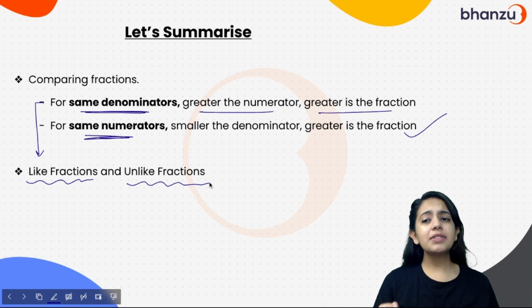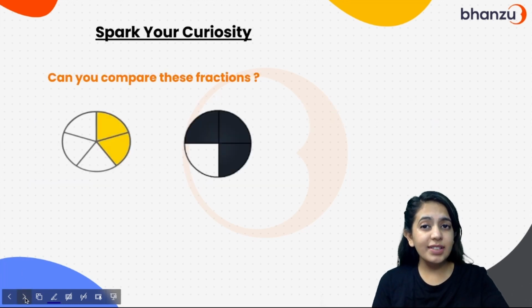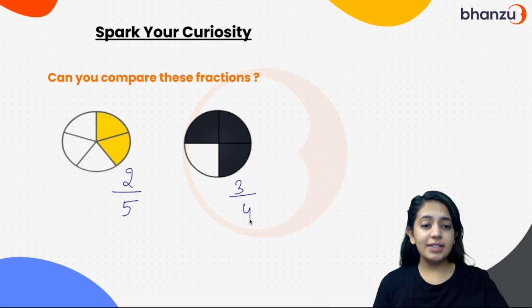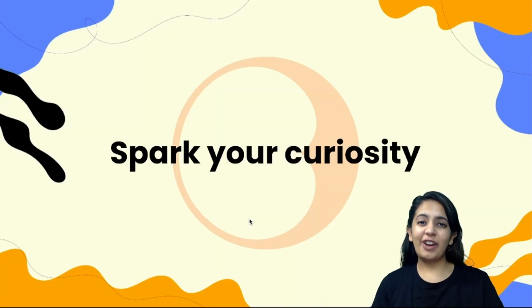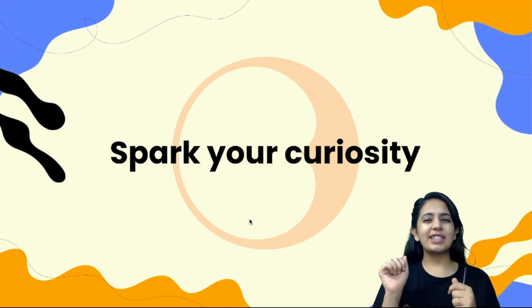Okay, we have learned how to compare the like fractions. But what about the unlike fractions? How to compare those? For example, here the fraction is 2/5 and here the fraction is 3/4. So how to compare this? In order to compare the unlike fractions, you have to watch the next video. But before that, you have to spark your curiosity with this question.